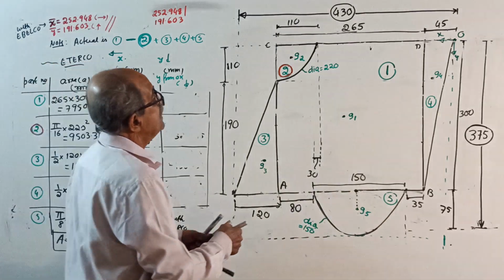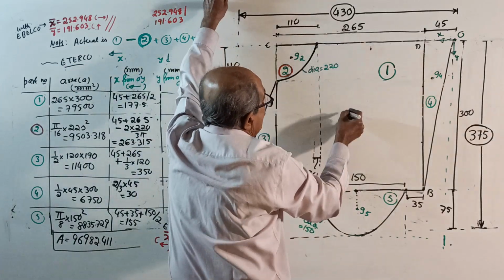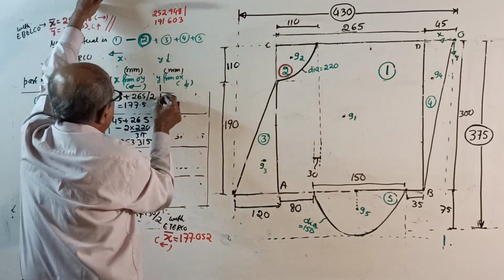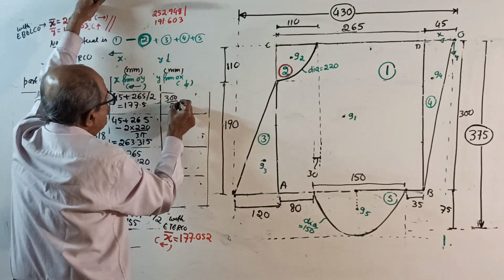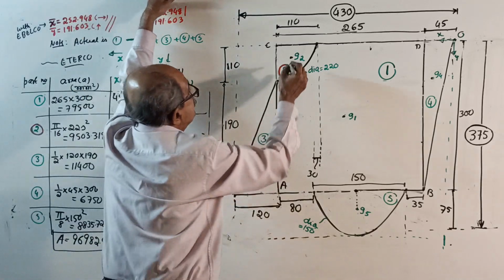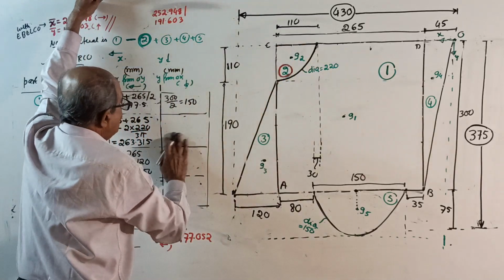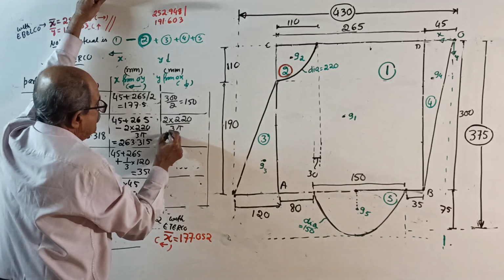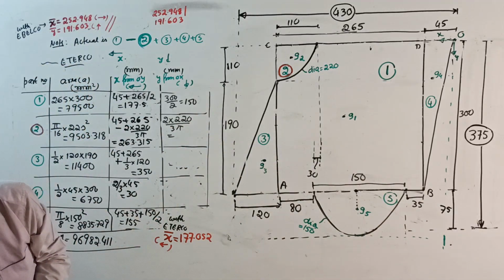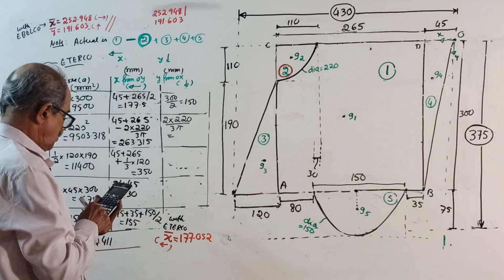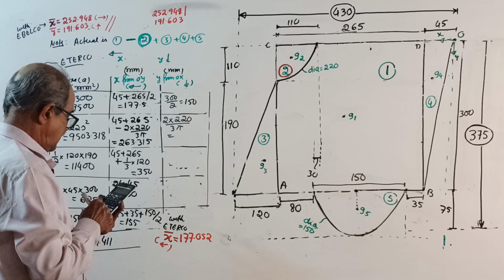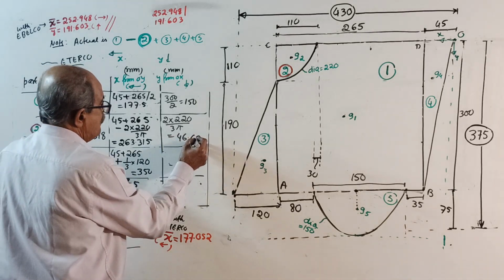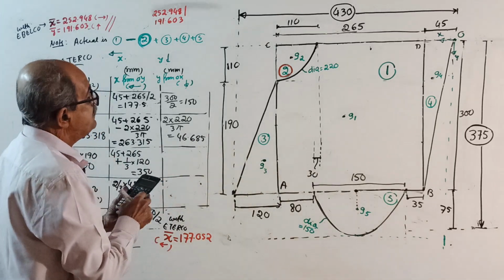Now y distance from here. Start. y1, half of 300. See, this is 300, half of 300. 300 by 2 is 150. y2, this distance is directly 2d by 3 pi. 2 into 220 divided by 3 pi. That is 46.685.